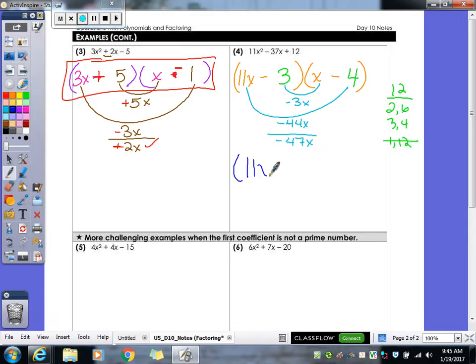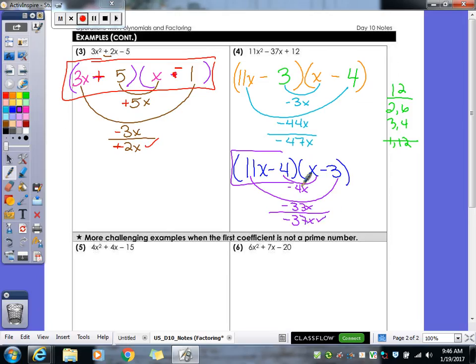So instead of erasing, I'll just rewrite it this time. So I switched my 4 and my 3. I put my 4 with the 11 now, and I put my 3 with just the x. And then we can check. So that would give me a negative 4x for my little smile. Big smile would give us what? Negative 33x. Combine those, we get negative 37x, which is our middle term. So this one is our answer. You got lucky. That one's not right.